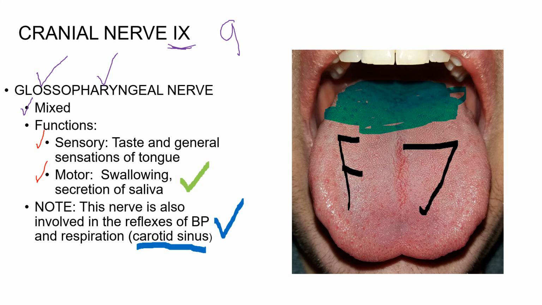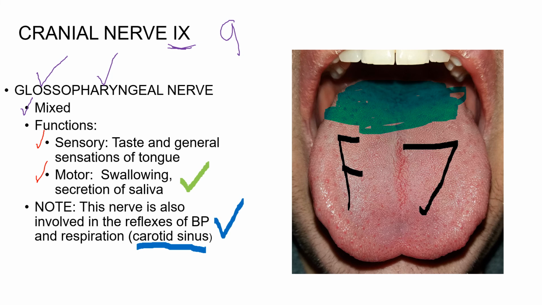And from a motor perspective, make sure that they can swallow. You can put your fingers on their throat muscles and make sure that they're moving synchronously or symmetrically. And also ask them about any blood pressure issues. If they stand up too quickly, make sure that they're not passing out or fainting or anything like that. Okay, 9 down, 3 more to go.